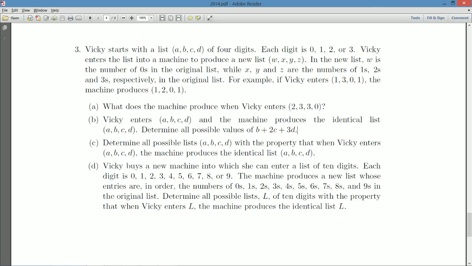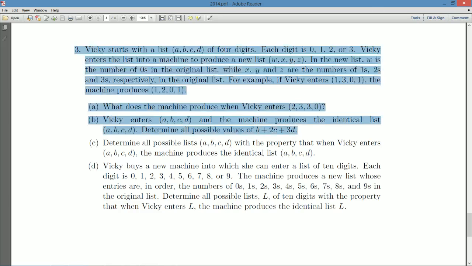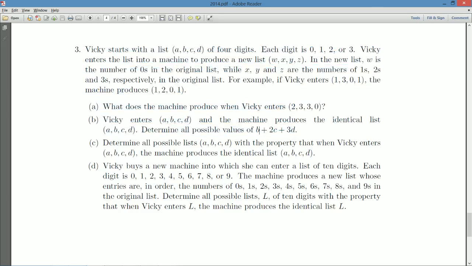So another thought that pops into my head, because we need to figure out all possible values of B plus 2C plus 3D, is why these numbers? Why B plus 2C? Why not B plus C plus D or something like that? So determine all possible values of B plus 2C plus 3D.